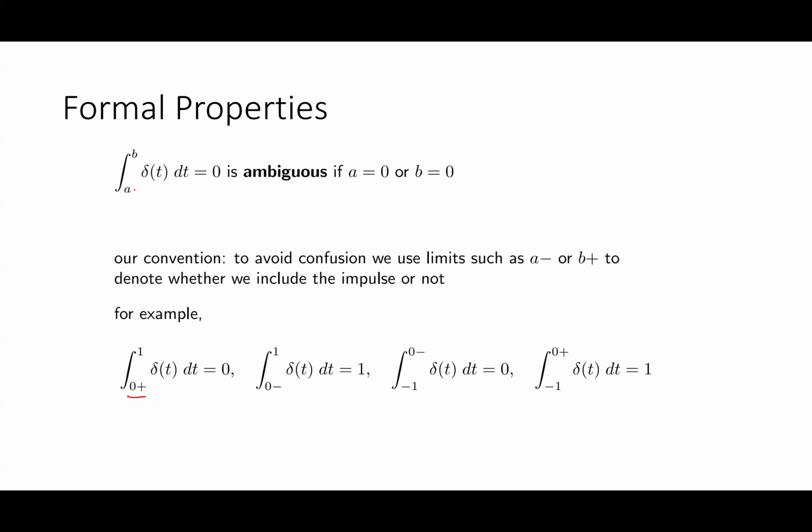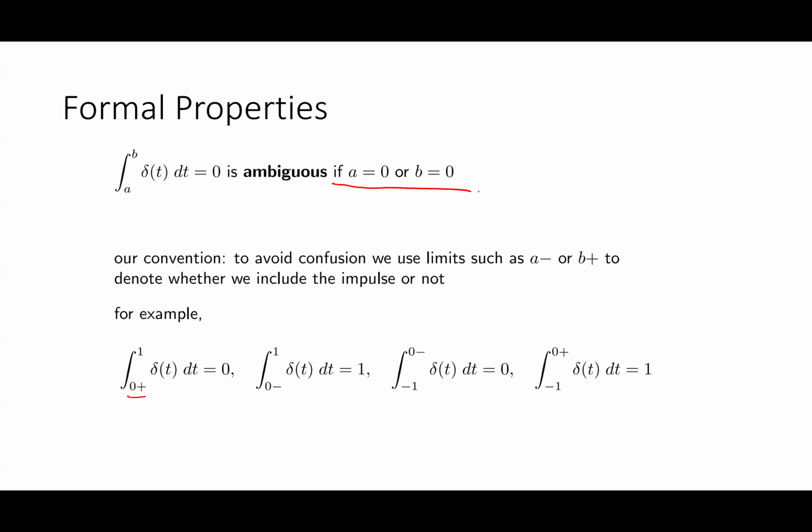If I say the integral from A to B under this delta, we say it's ambiguous if A equals 0 or B equals 0. Why would I say it's ambiguous? What do you think I mean when I say it's ambiguous? Well, it's unclear whether or not you're actually including it. If this is located at t equals 0, and I start my integral at 0 or end my integral at 0, it's not really clear if I'm enclosing it or not.